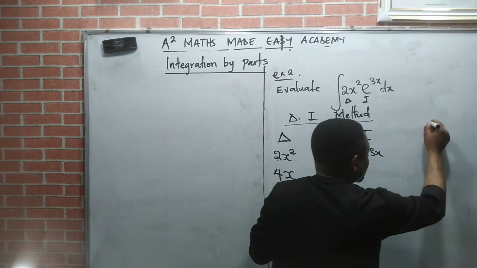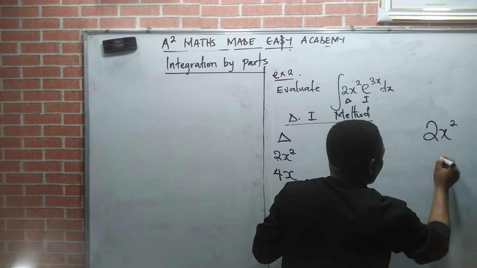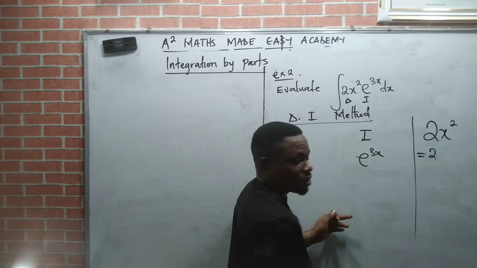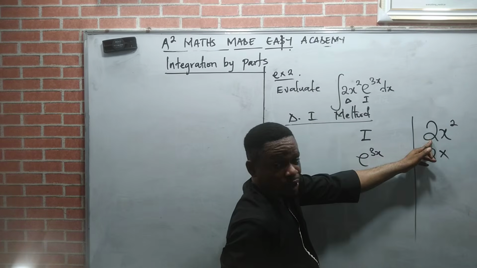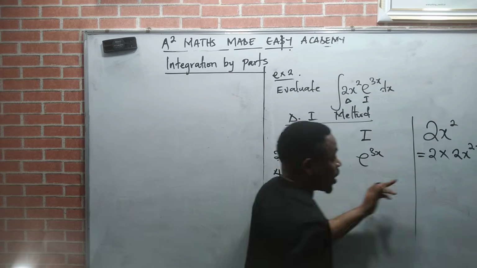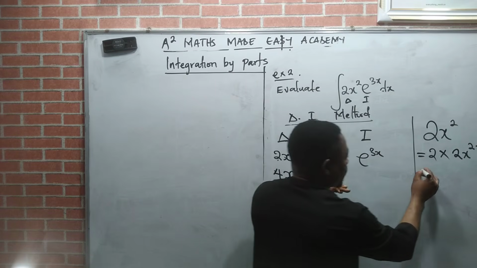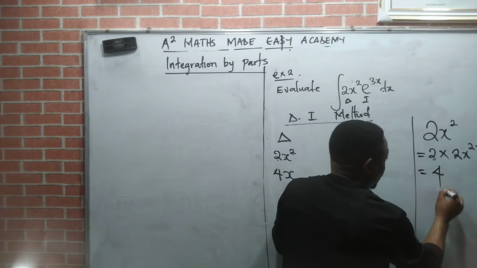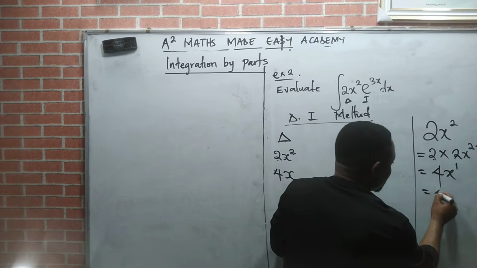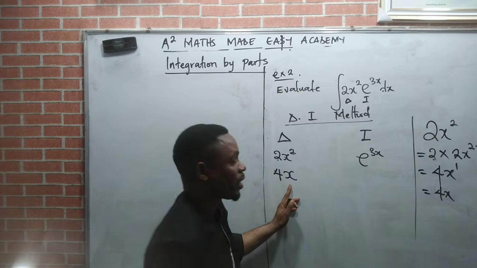Now if you are still confused, watch 2x squared. The first thing is to consider the power. What is the power? 2. Then you multiply. Repeat the question. The question is 2x raised to power 2. Introduce minus 1 to the power. So at the end, you now have 2 times 2 will give you 4, right? 4x raised to the power of 1. So it will now give you 4x. And that's why we have 4x here.